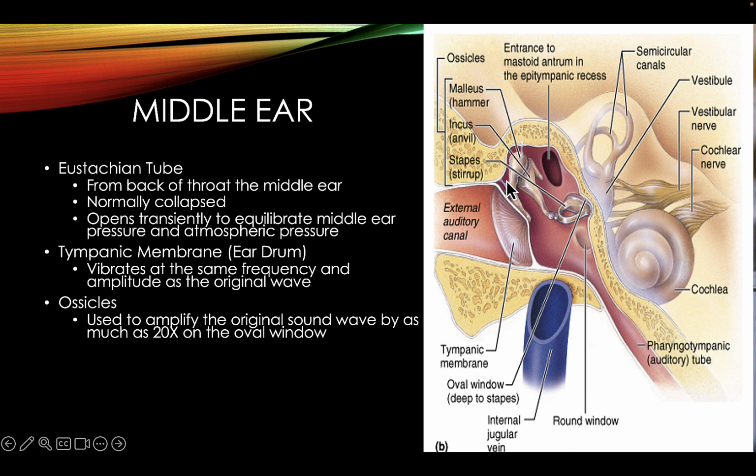The whole job of these bones is to amplify sound. We'll talk about the fact that sound is amplified 20 times its original sound as it goes through the ear canal. So again, we have the malleus, and then the incus, and the stapes, and these are the three smallest bones in the human body.